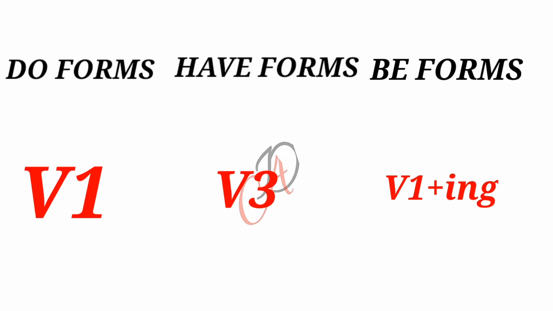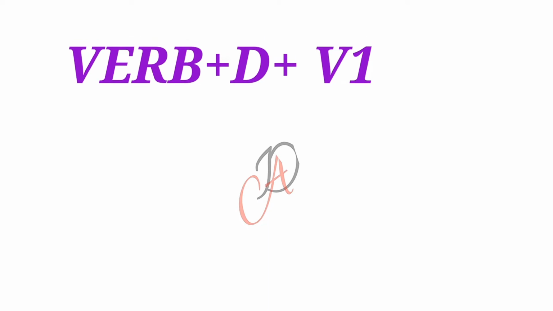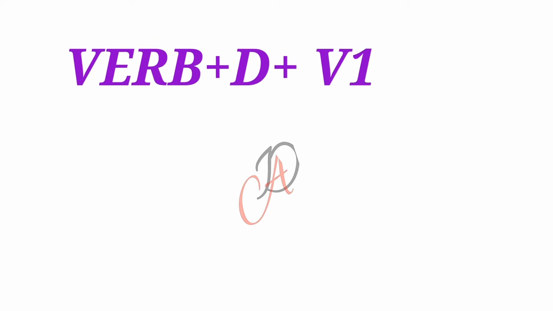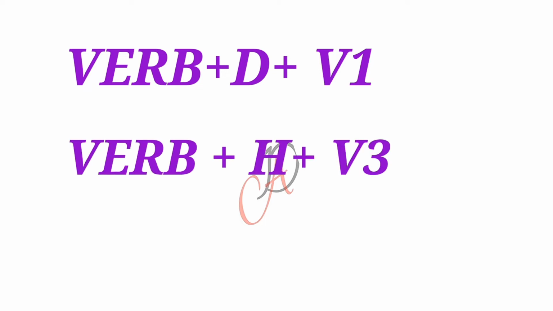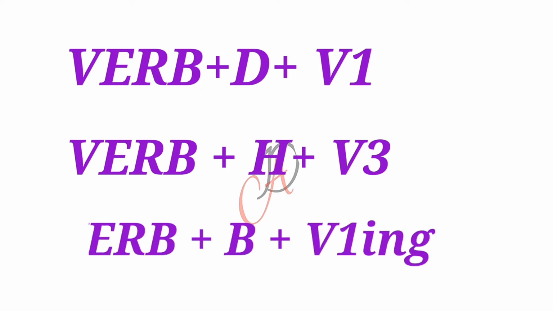And guys, to remember this, here is a simple trick. Verb plus D plus V1 for using do forms. That is, verb plus do forms plus V1. The next one, verb plus H plus V3. It means verb plus have plus V3. And the third one, verb plus be plus V1 plus ing. Now let's understand the usage of each of these forms in detail.